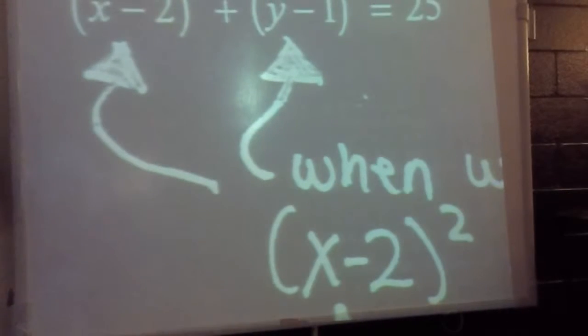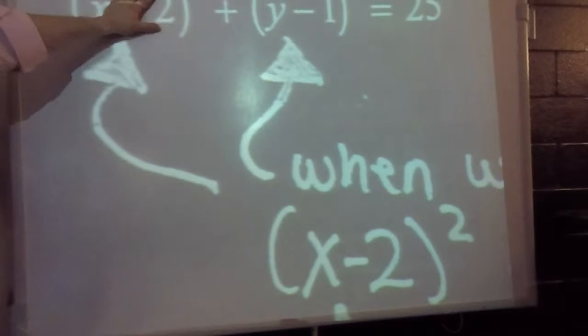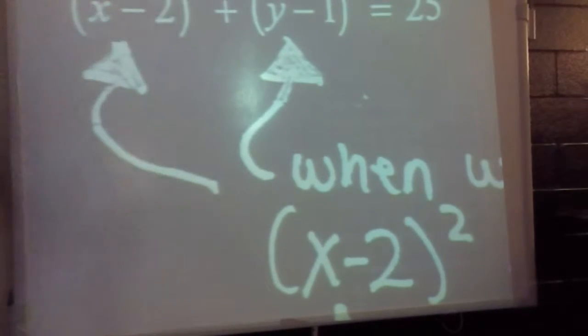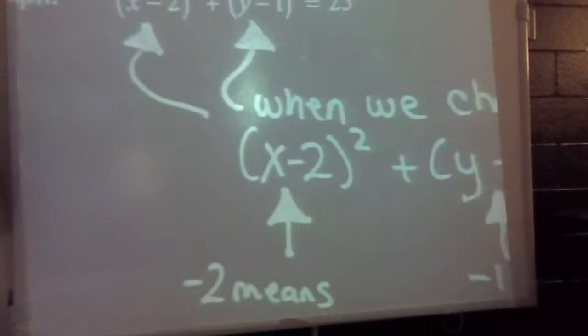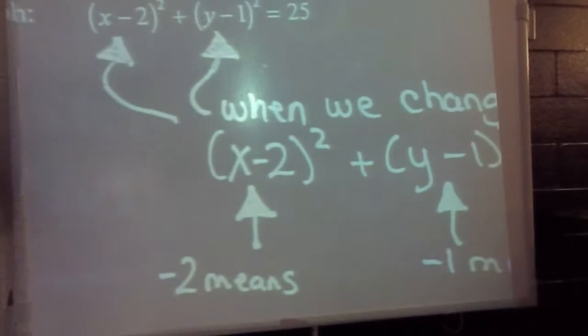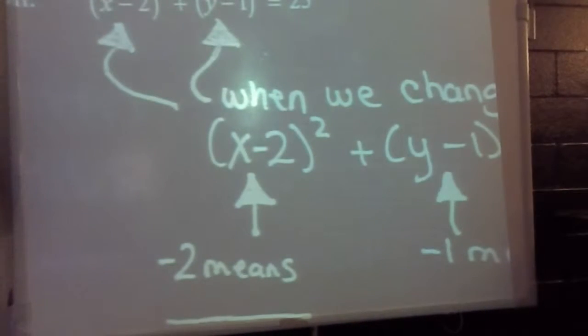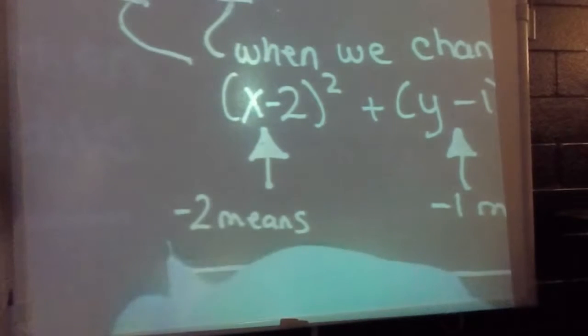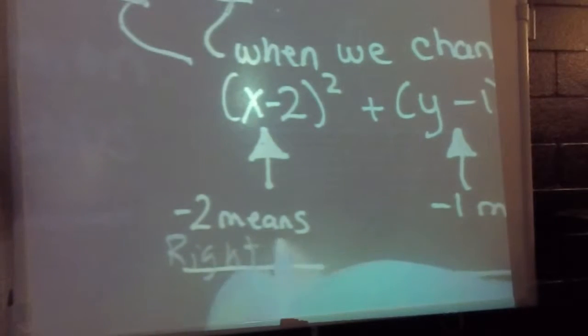So what these do is move you left or right and up and down. But just like we talked about on the parabola, things inside go the opposite direction of what you think. Now x is a left-right, but opposite. So this x minus 2 is actually going to move you what? Negative 2 you would normally think of as left, so I want you to think of it as right. So negative 2 means right 2.